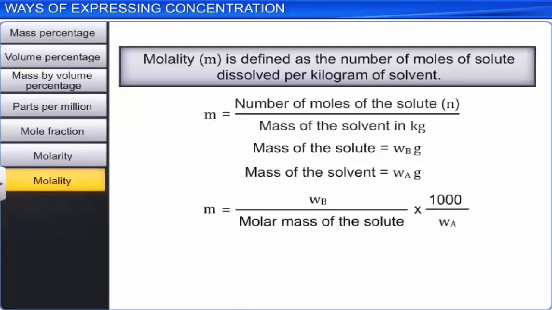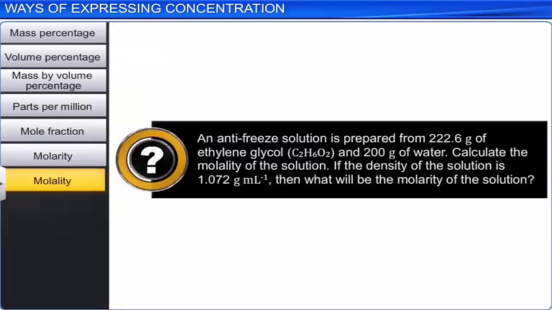Let us solve a numerical problem based on molarity and molality. An antifreeze solution is prepared from 222.6 grams of ethylene glycol, C2H6O2, and 200 grams of water. Calculate the molality of the solution. If the density of the solution is 1.072 grams per milliliter, then what will be the molarity of the solution?